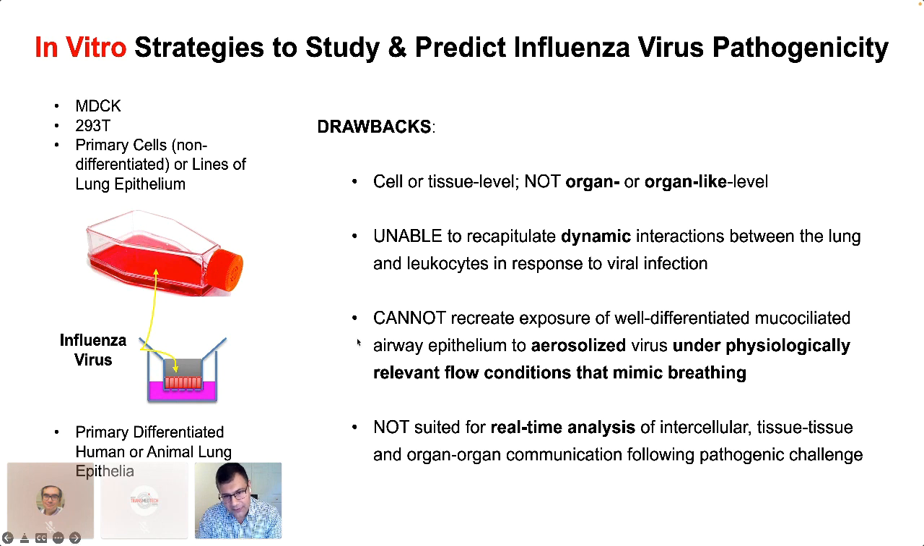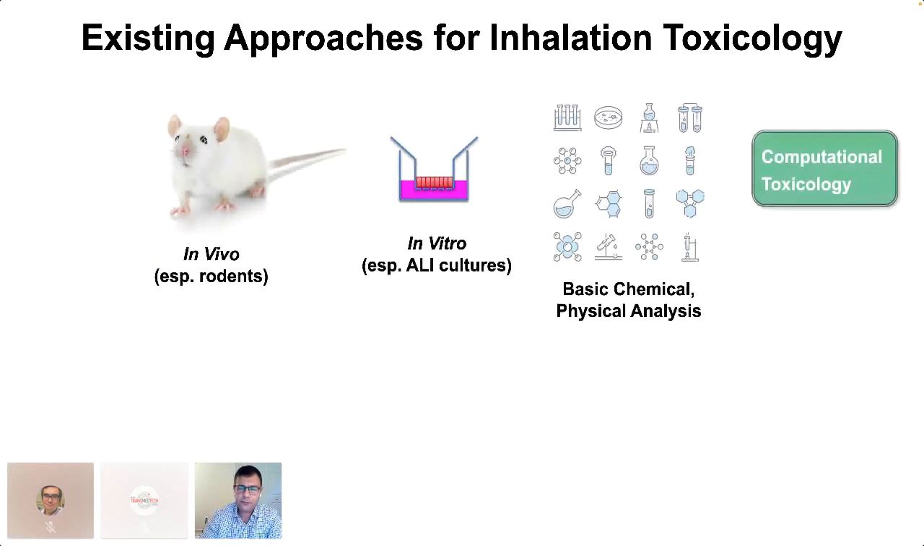Now, neither of these platforms can mimic aerosolized delivery of a pathogen, smoke, or electronic cigarette vapors on rhythmic breathing, and they're not well suited for real-time analysis of the crosstalk between cells and organs, as I mentioned. Now, what about inhalation toxicology? I mentioned e-cigarette vaping. So what are the model systems out there?